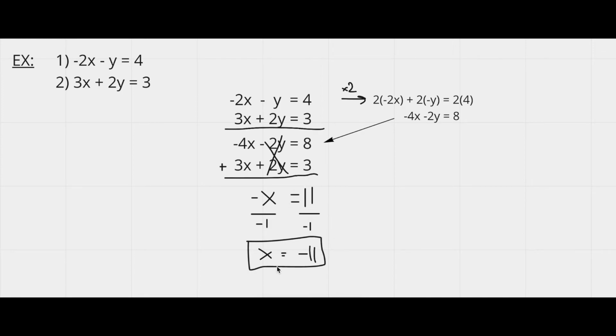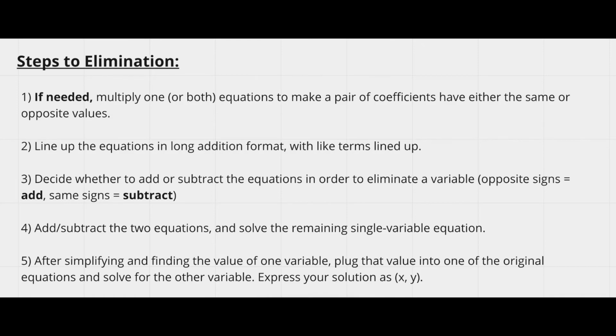And again, you can take the x, put it back into either the first or second equation, and you can solve for y. And then you would be able to solve your full linear system. So let me just quickly once again go over the steps to elimination. So first, if you need it, you need to multiply one or both equations to make a pair of coefficients have either the same or opposite values. Like we had in our example, we had -y and we had +2y. We multiplied the -y by 2 so we could have opposite values, -2y and +2y. And that way we can then eliminate them using addition, and then we could solve the new simple equation.